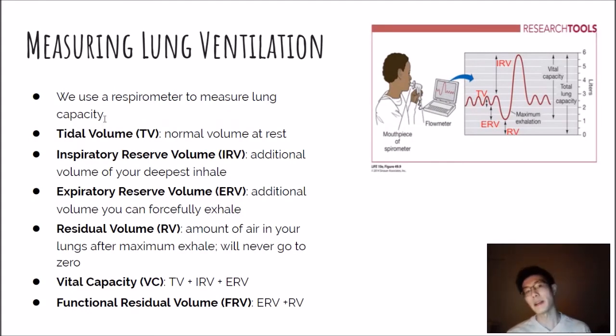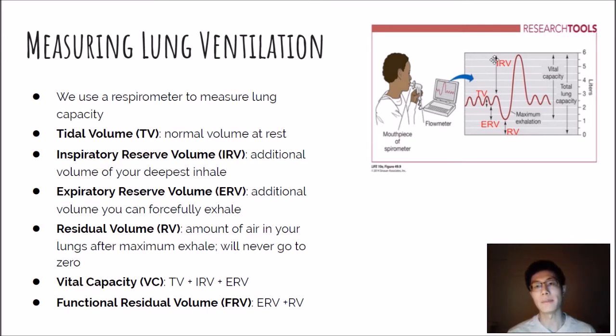Okay, so you can measure lung ventilation using a respirometer. This is the chart that you will often see in a respirometer, and I think it's also in your textbook. There are a couple of things you can look at. The first one is your tidal volume, or TV, over here. This is your normal volume when you're at rest, which is pretty straightforward. Then you also have inspiratory reserve volume, IRV, which is the additional volume of your deepest inhale.